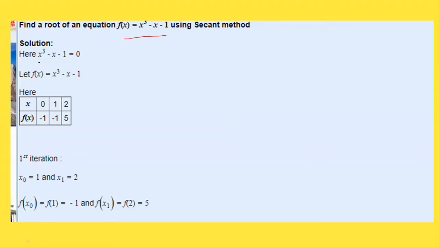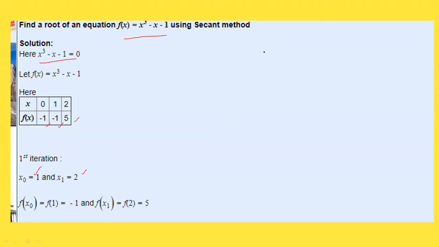So f of x is equal to x cube minus x minus 1. We just need two values, so let's take some values. If you substitute 0, you get 0 minus 0 minus 1. If you substitute 1, 1 minus 1 minus 1, you are getting minus 1. If you substitute 2, 8 minus 3, that is 5. So I am choosing the two approximate values as 1 and 2.